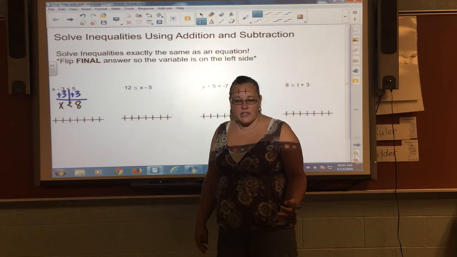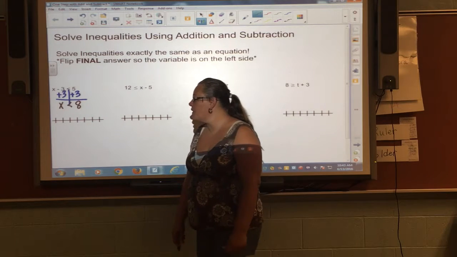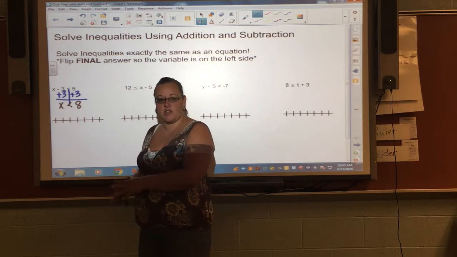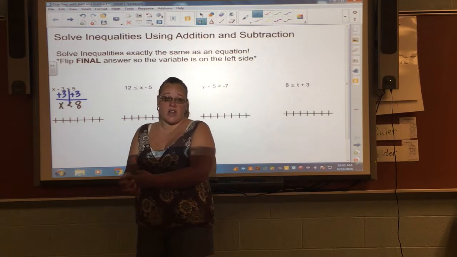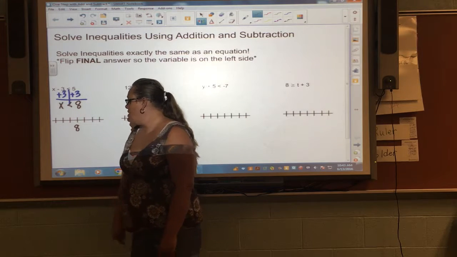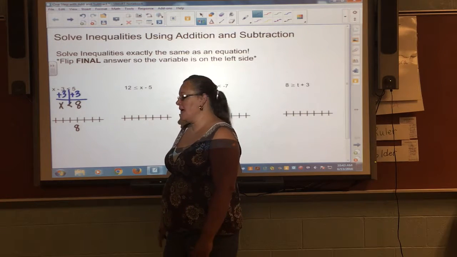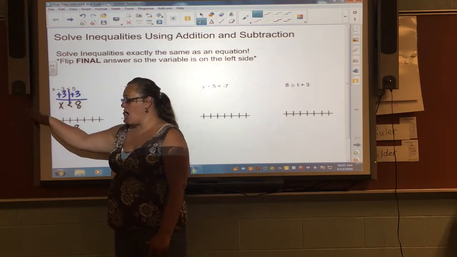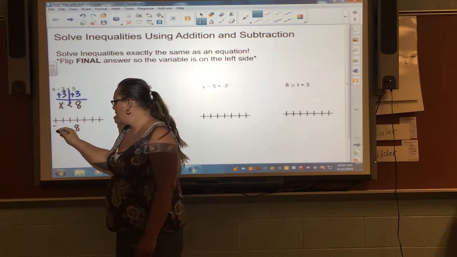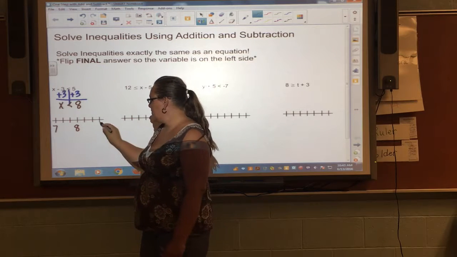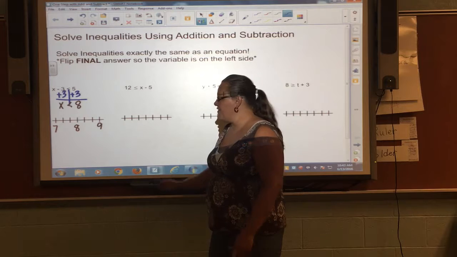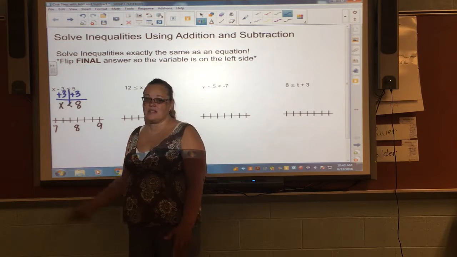Most of us are visual people. That's why you're watching YouTube. So when we do this, we also like to graph this answer because it's all the numbers that are less than 8. So I'm going to put 8 in the center of my number line. And if 8 is here, I know 0 is back there, so that's the way that we're going to start counting. I'm going to put a 7 down here, 8, and then 9 would be here.